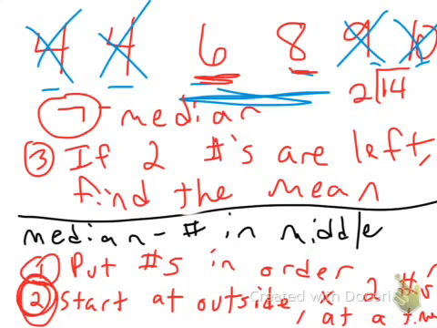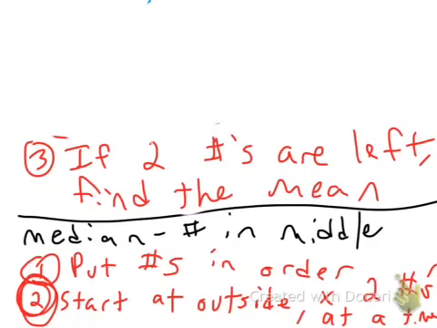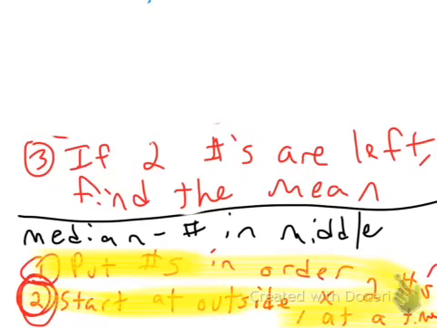Now, if you were a smart observant person, think about this. If 6 and 8 are the 2 numbers, what's the number directly in the middle of 6 and 8? You would know that the answer would be 7. That's another way to look at it. Okay, so step number 1 is put the numbers in order. Step number 2, start at the outside, cross out 2 numbers at a time, and sometimes you have to do number 3, which is if there are 2 numbers left, find the mean.